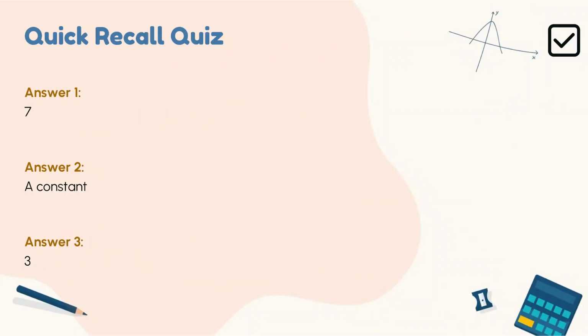Let's check the answers. For question 1, the coefficient is 7, because 7 is multiplying the variable p. For question 2, plus 9 is a constant, because it is a fixed number standing on its own. For question 3, there are 3 terms, 3a, 4b, and negative 5. Notice that the minus sign belongs to the 5, so the final term is negative 5, not just 5.